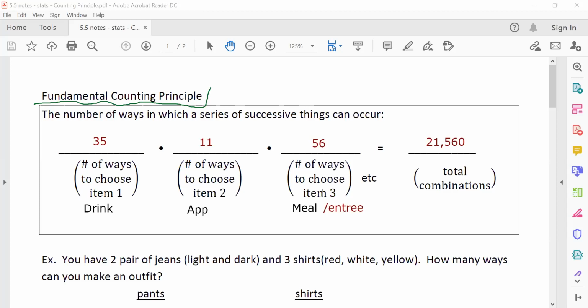If you went to Chili's every single day and tried a different one of these experiences, so you start with one thing, then the next day you change out the drink, the next day you change out another thing. If you wanted to get all 21,560 different meal experiences at Chili's, it would take you over 59 years to experience all of them if you went once a day. So that's just kind of a neat little idea.